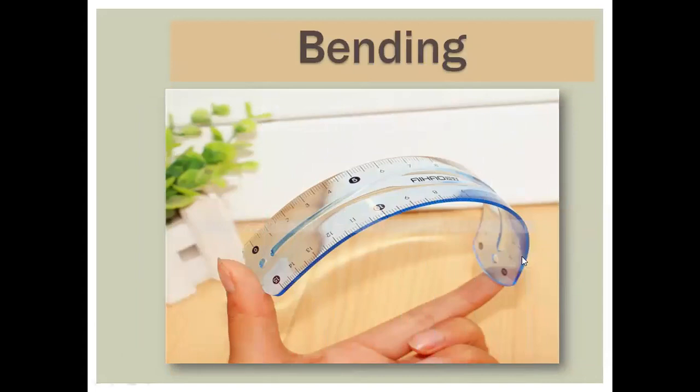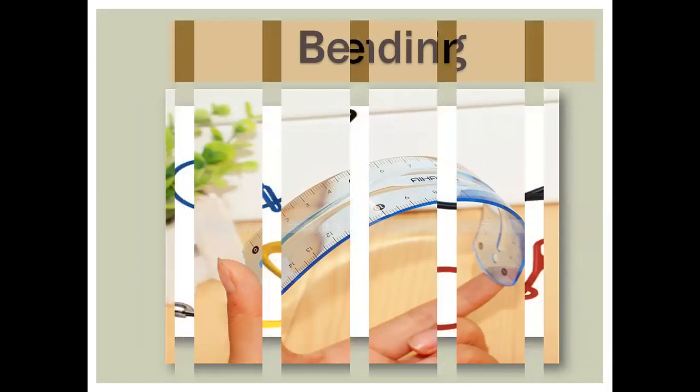Okay, what is he doing with the ruler? He is bending the ruler. What is he doing, boys? He is bending the ruler. He is applying force on the ruler to change the shape of the ruler. So what he is doing, he is bending the ruler.